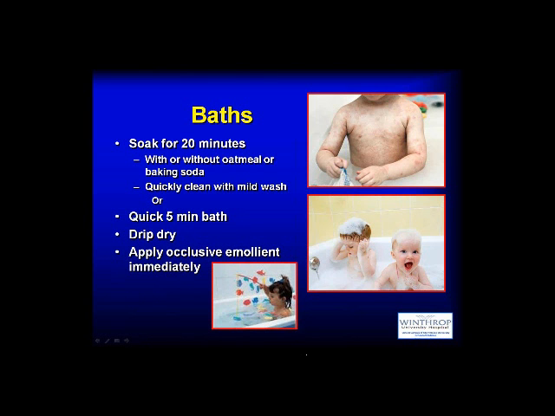The principle of the bath, especially in children, is you just have to make it fun. It has to be fun for the kids so they don't mind getting it twice a week in the bathtub.